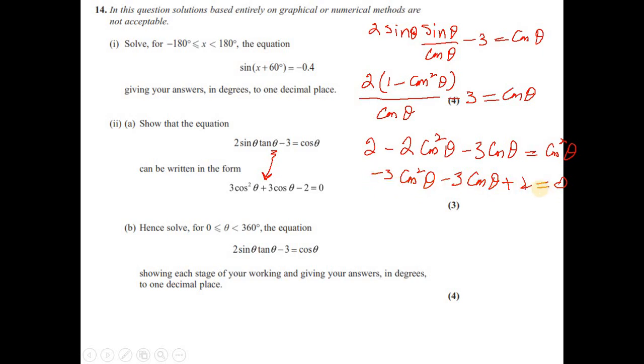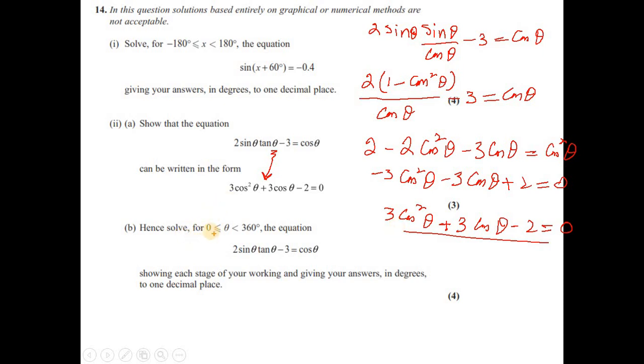If you multiply the equation by minus 1, you have 3 cos square theta. Multiplying by minus 1 means you flip all the signs, so this minus becomes positive, this minus becomes positive, 3 cos theta, and this plus 2 becomes minus 2 equal to 0. 0 is not going to be affected by any of the signs. So this is your required equation.